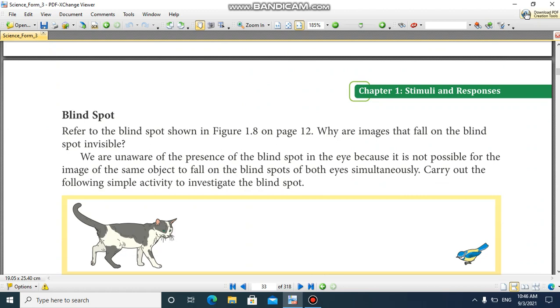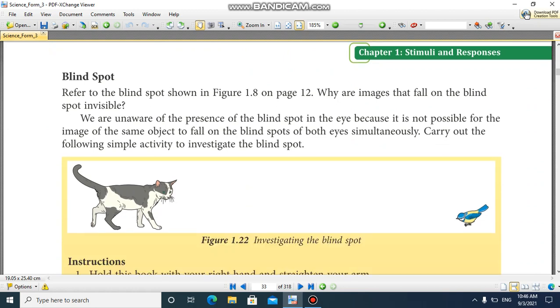Blind spot. Why are images that fall on the blind spot invisible? We are unaware of the presence of the blind spot in the eye because it is not possible for the image of the same object to fall on the blind spot of both eyes simultaneously.